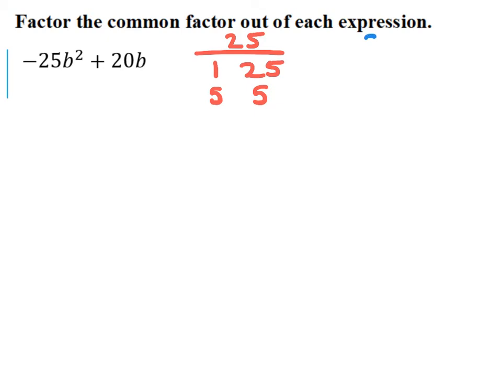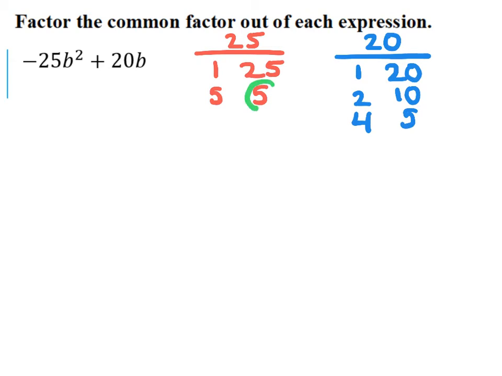For 20, 20 divided by 1 gives you 20. 20 divided by 2 gives you 10. 20 divided by 4 gives you 5. And we're back to the beginning. Now looking at this, our greatest common factor in this case is 5. So I want to rewrite my terms as a product of the greatest common factor.